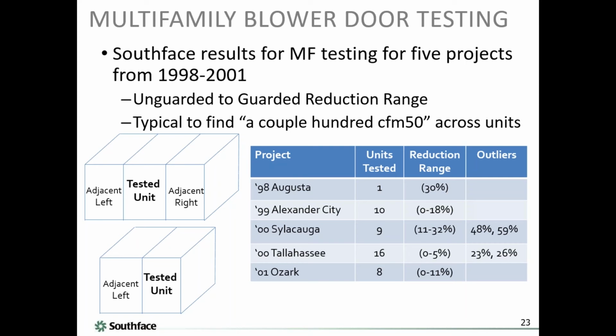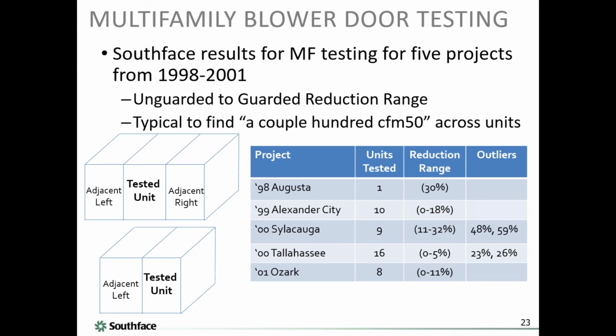So in this example, assuming there's no leakage to the corner units, which there very well could be, you need to have a blower door in each one of these adjacent spaces, and keep them at, say, -50 while you test the CFM in the middle here. We've got some more detail on that.